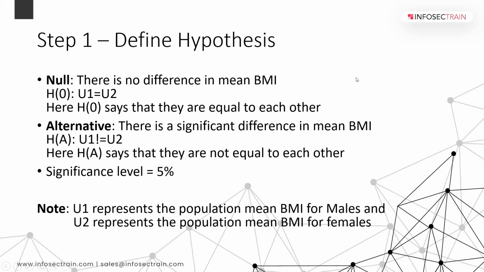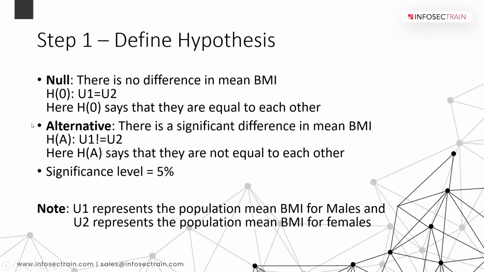So the first step is to define the hypothesis. We assume that there is no difference between the means of female BMI and male BMI. So the null hypothesis H0 is μ1 equal to μ2, where μ1 is the mean BMI of males and μ2 is the mean BMI of females.